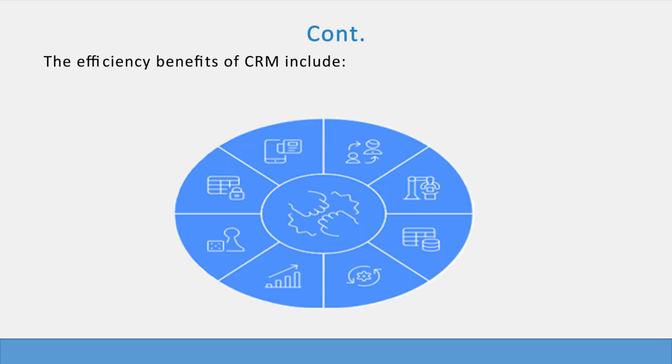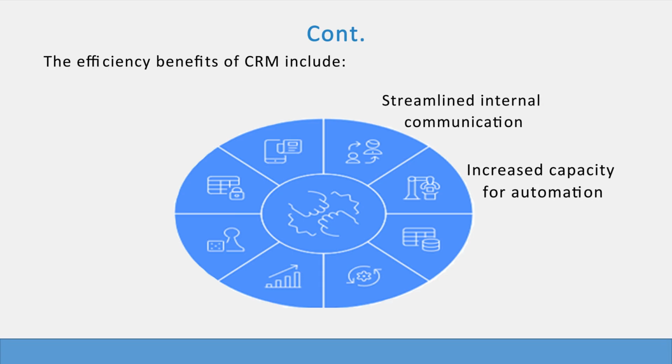The efficiency benefits of customer relationship management include streamlined internal communication. Some customer relationship management systems are designed to help your company's different departments work together. For example, your sales and marketing team can monitor and communicate lead activities within the platform, keeping everyone up to date without time-consuming meetings or email exchanges. Increased capacity for automation. CRM can help you automate marketing, communications, customer interaction, activity logging, and data entry.